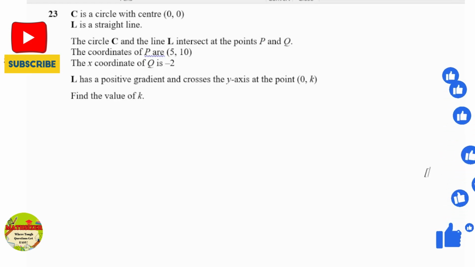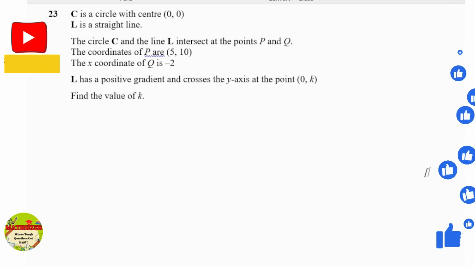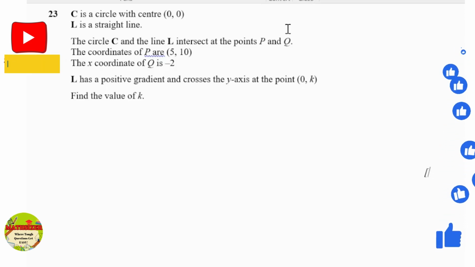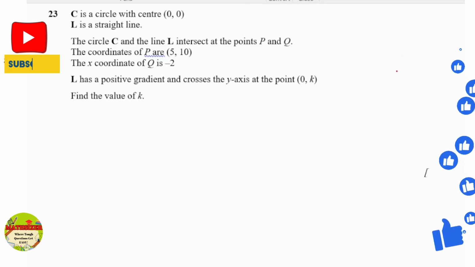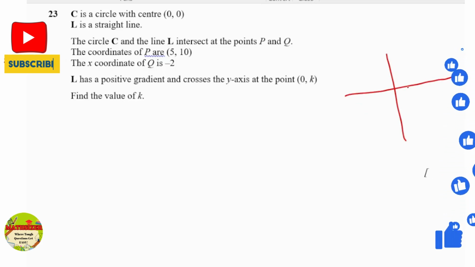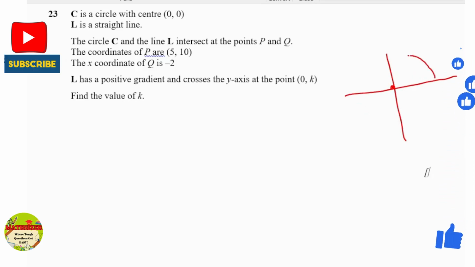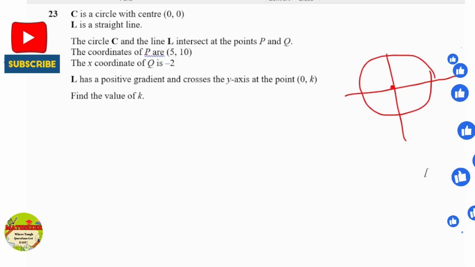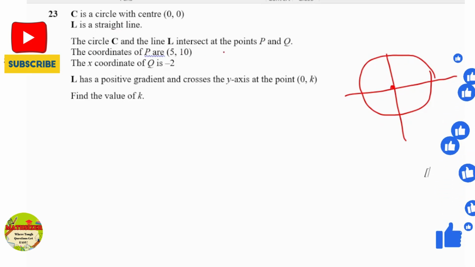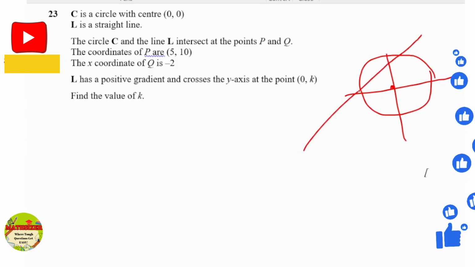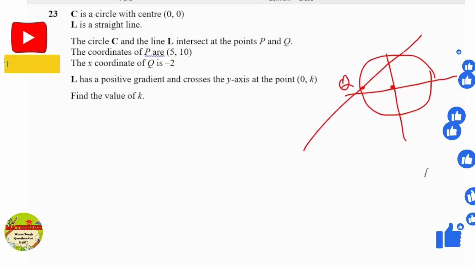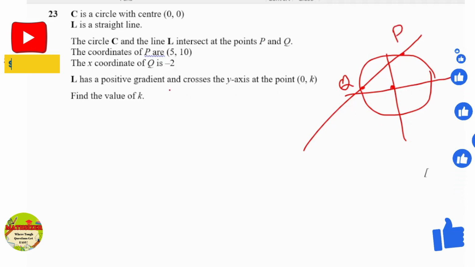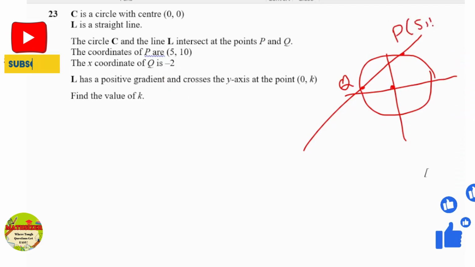Hello dear students, so this is question number 23, paper 2024, June, non-calculator. The question says C is a circle with center, let's draw a grid here, and the center is (0, 0), and let's draw our circle here. L is our straight line. The circle C and line L intersect at the points P and Q. Let's draw the two points over here. So this is our point Q, this is our point P, and P has coordinates (5, 10).